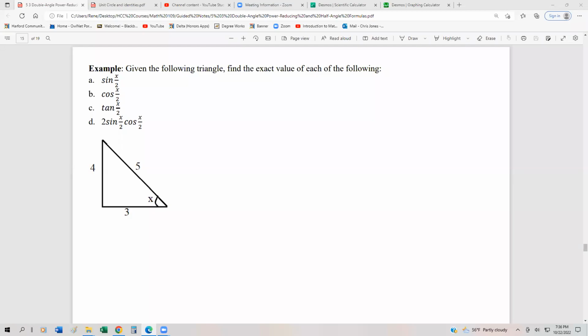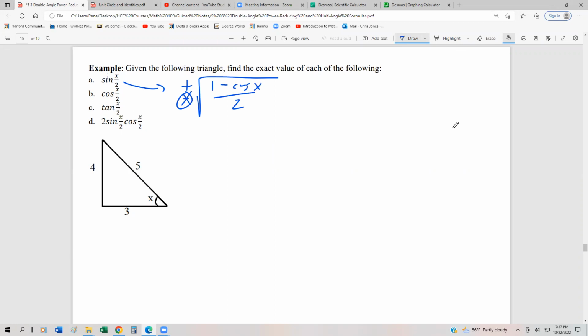So let's say we were given this triangle, and we're going to use the half angle formulas to be able to find the following values of this given triangle here. Okay, so now let's just remember that the sine of x over 2 is going to be plus or minus the square root of 1 minus cos of x, divided by 2. Since it's a triangle, let's just worry about the positive value for this.